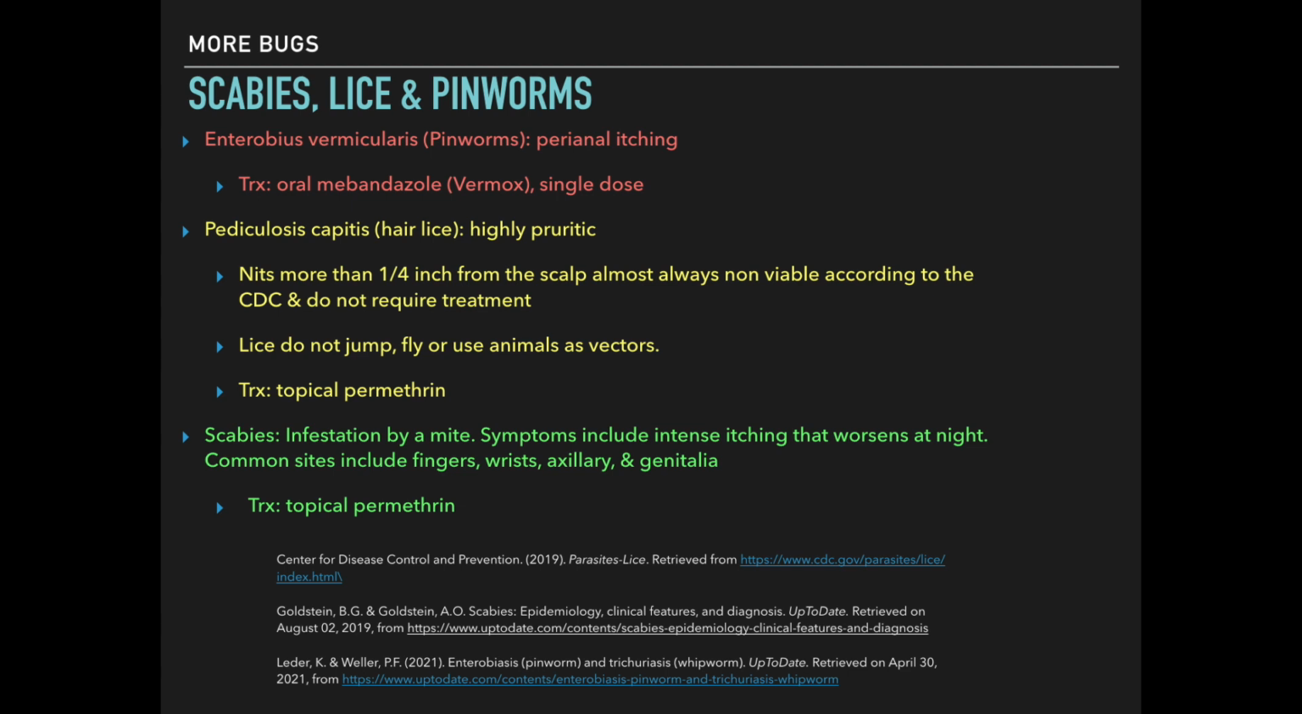And then lastly here is scabies, which is an infestation of a mite. Symptoms include intense itching again that worsens at night. Common sites include fingers, wrists, the axillary area, and genitalia. And then treatment for this is also topical permethrin.